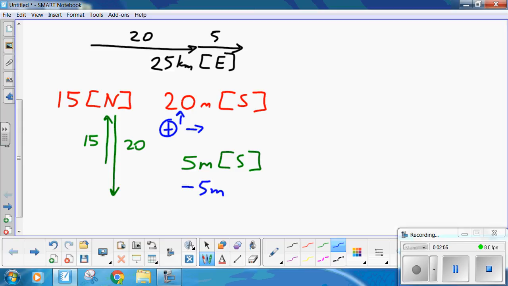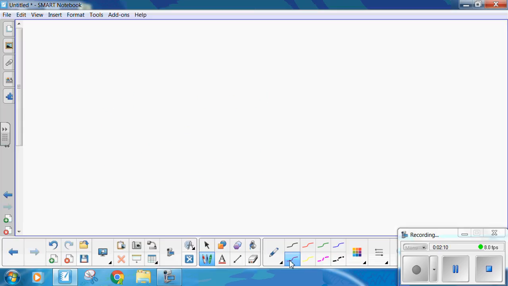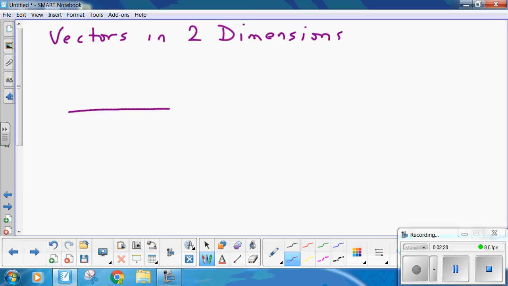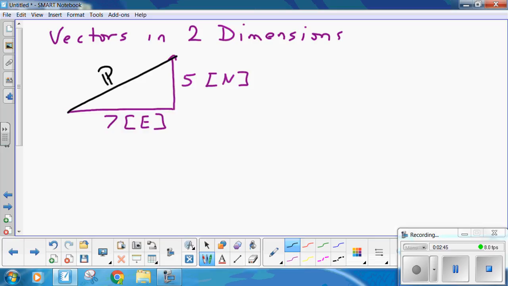Now, this is one-dimensional. That's pretty straightforward. Vectors in 2 dimensions. So, you draw your vectors tip to tail. So if you go 7 kilometers east, and then 5 kilometers north, how far have you got? Or your displacement. So we're looking for the resultant.